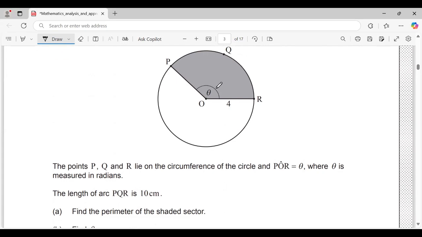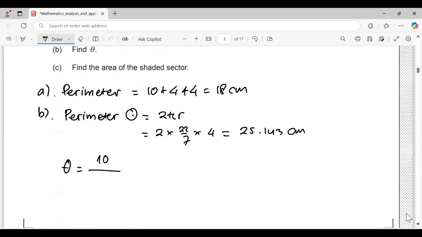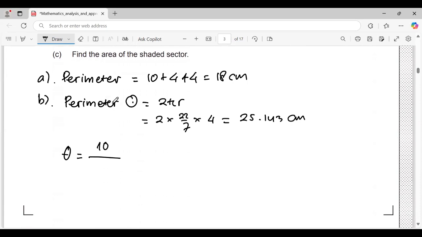QR, because this is theta, so PQR divided by 360, it's 10, 10 divided by, no, not 360, but 25.143, multiply 360, because in degrees. So if you calculate, the result is 141.565 degrees.